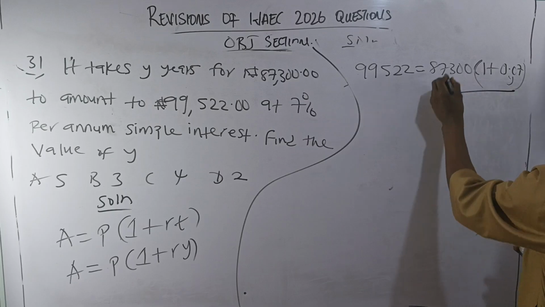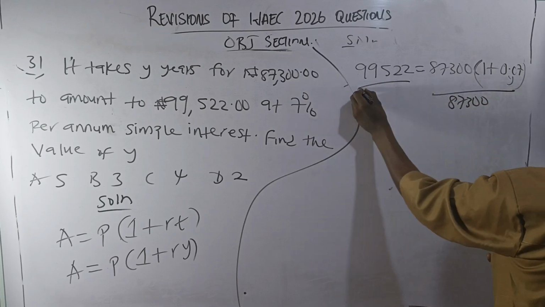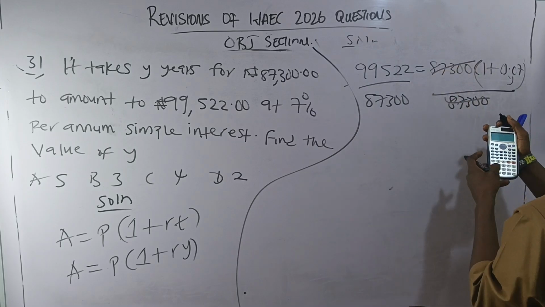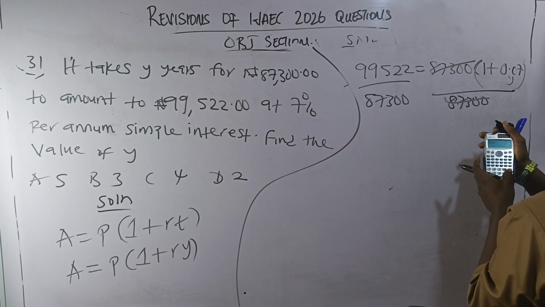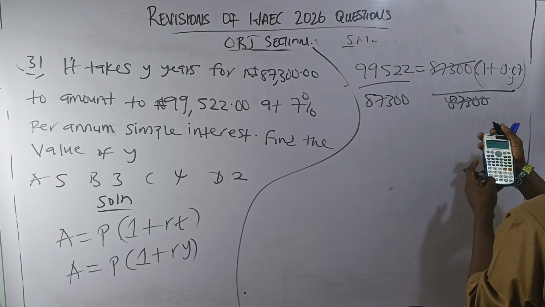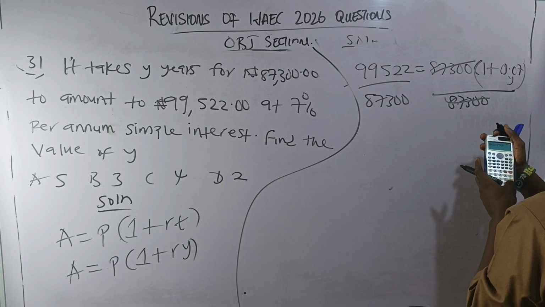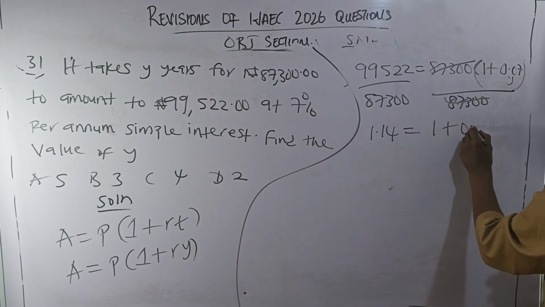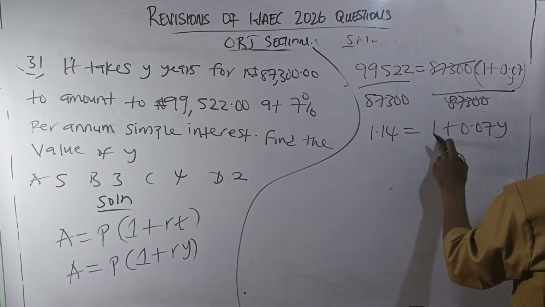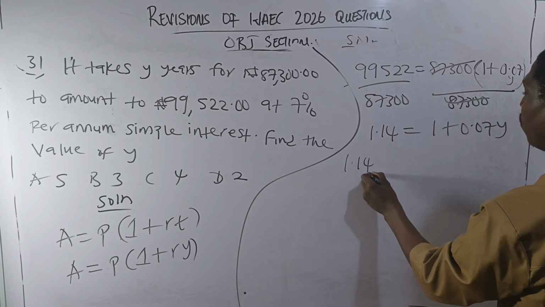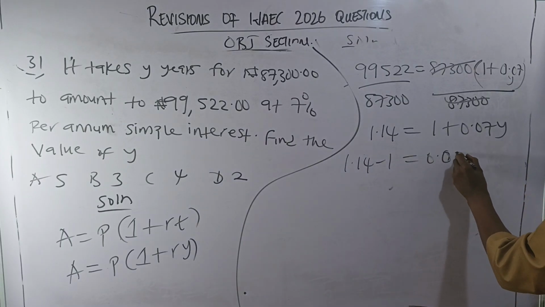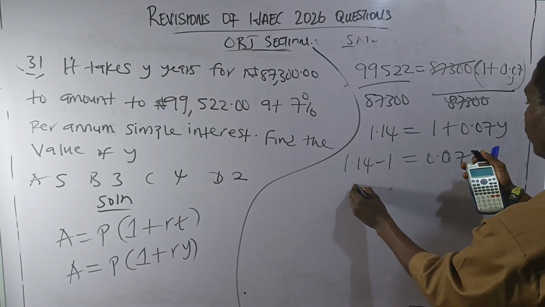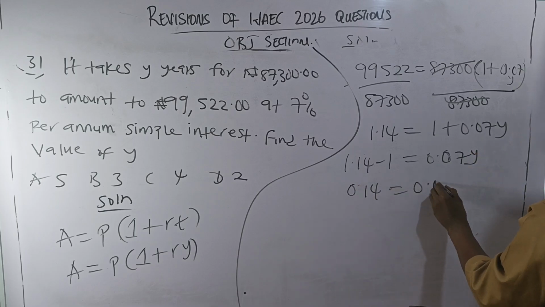So first I'll divide through by 87,300. And I'll have 99,522 divided by 87,300, and that will give me 1.14 equals to 1 plus 0.07 Y. I'm looking for Y. This can come to the other side, so I have 1.14 minus 1 equals to 0.07 Y. So this my value minus 1 will give me 0.14 equals to 0.07 Y.